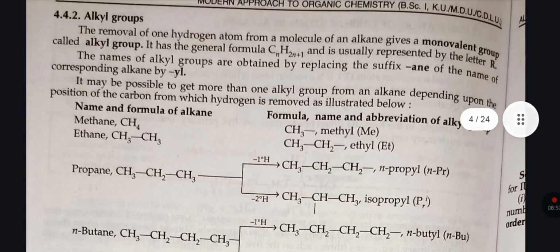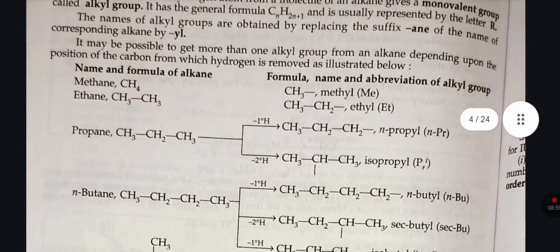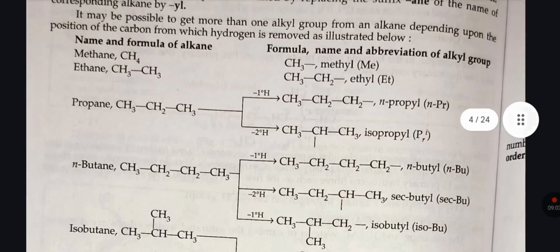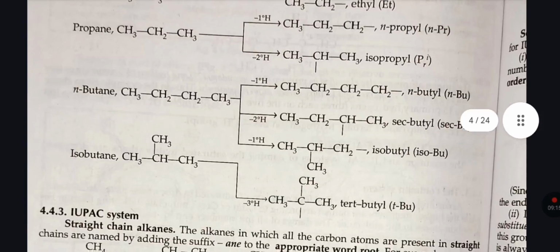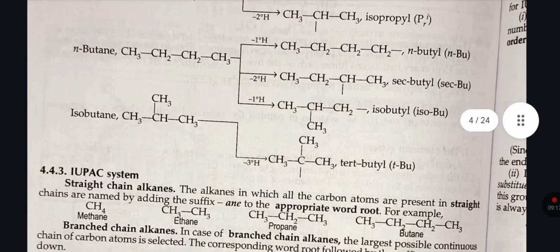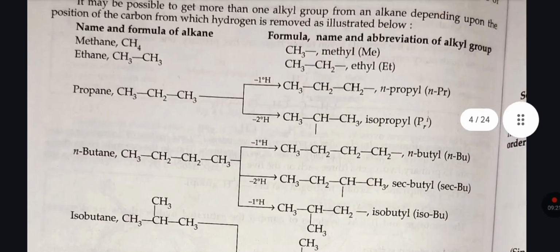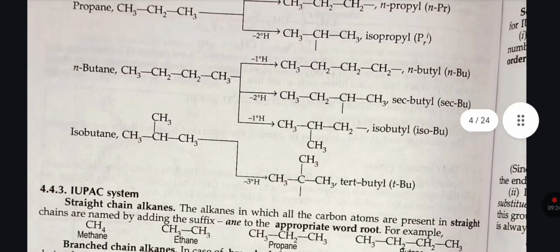Name and formula of alkane: methane, ethane, propane, N-butane, isobutane. Formula, name and abbreviation of alkyl group: methyl, ethyl, N-propyl, isopropyl, N-butyl, secondary butyl, isobutyl. Similarly, isobutane also gives a group with the name and abbreviation tert-butyl.